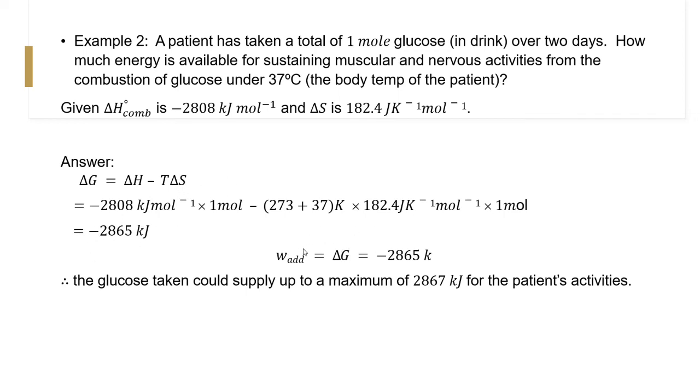So it means that if you translate that into additional work, delta G additional work is equal to this, which should be in kilojoules. Okay, I missed the J here. So the glucose taken could supply up to the maximum of 2,867 kilojoules for the patient's activities. So this is really good.